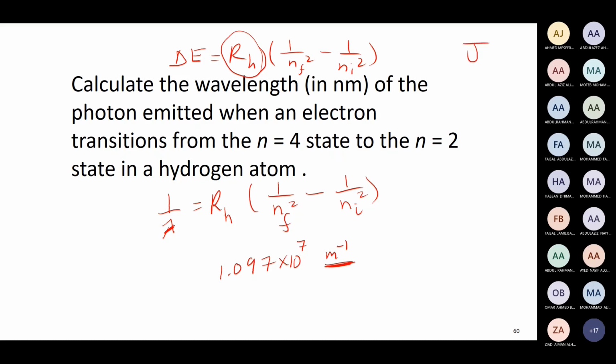Okay, so this is given to you now, RH. Calculate what's lambda. 4.86 times 10 to the power minus 7 meter, exactly. This is, of course, final 2, and this is 4 square, and that's it. And you can solve it very easily. I hope this is clear. Good, it is.